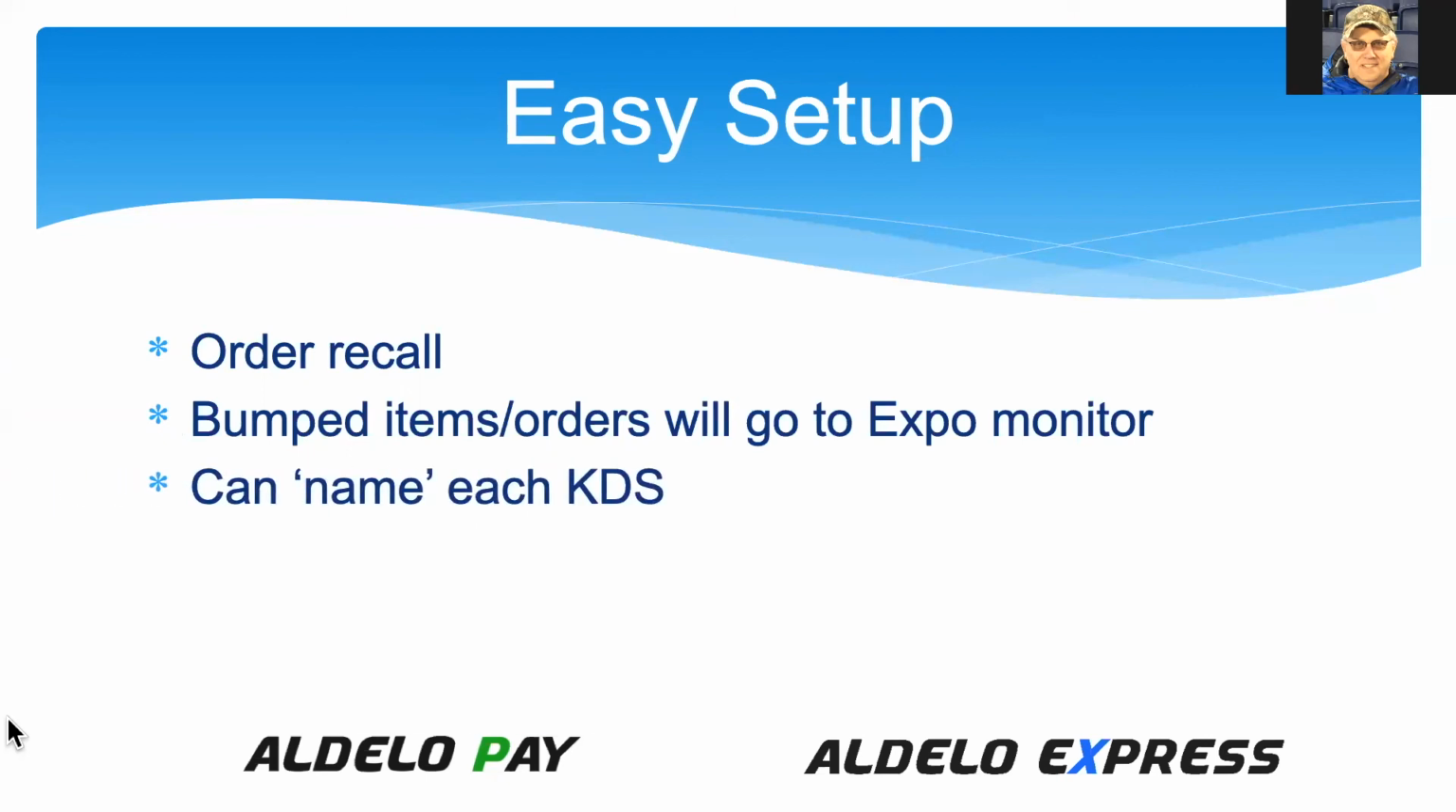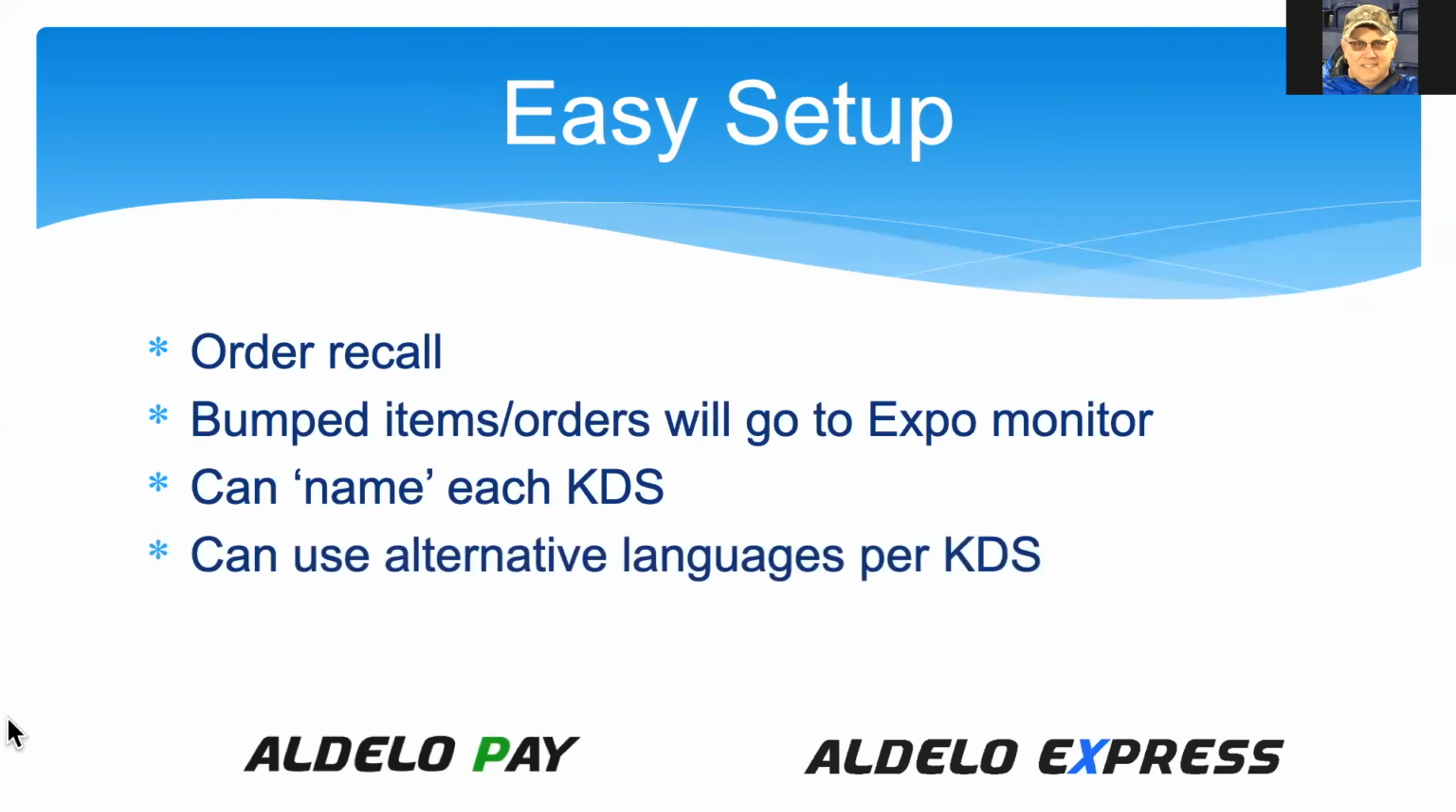You can name each KDS. It doesn't have to be KDS 1, 2, and 3. It can be burger, fry, salad, whichever name you want to give it. And it does have alternative languages. Just like the point of sale software has alternative languages, you can have a different language for different KDS screens. English, Spanish, Chinese, all those different ones can be on a different KDS.